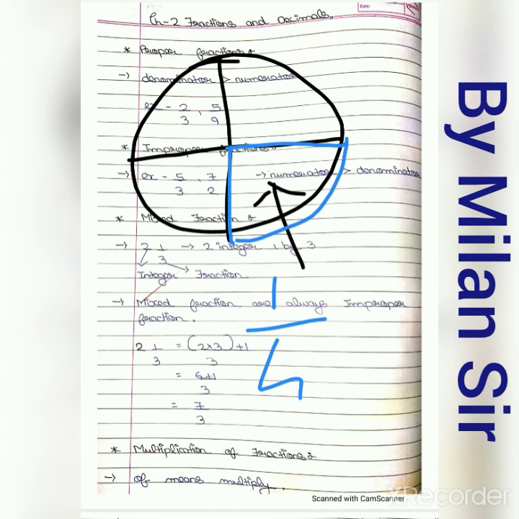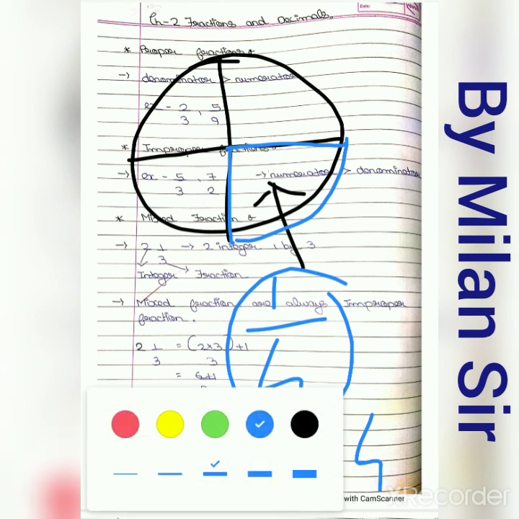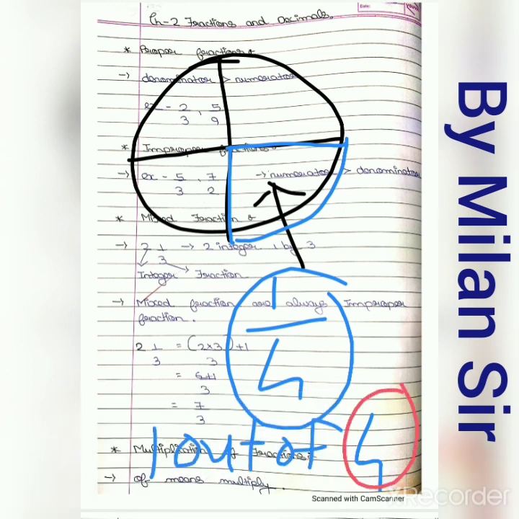Why 1 by 4? Because it's a fourth part of the circle. The circle is divided into four parts in total. Now what is the meaning of this fraction 1 by 4? It means 1 out of 4. 1 by 4 means 1 out of 4. Our whole quantity is the circle. We divided this circle into four parts, and out of four we take one part. That means we take one part out of four parts of the whole quantity.